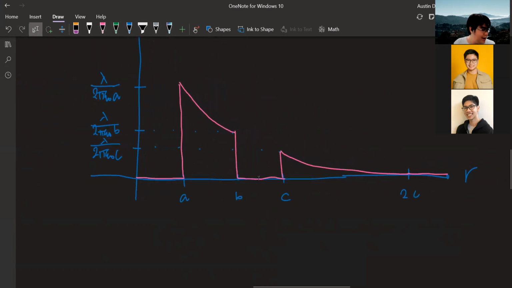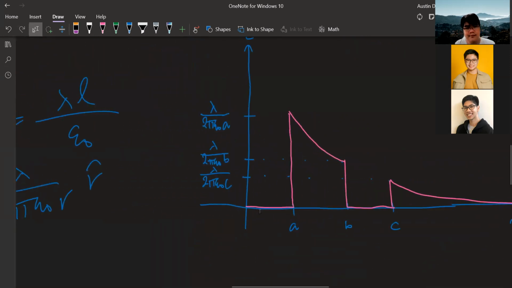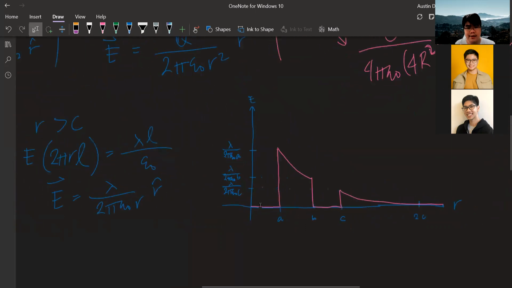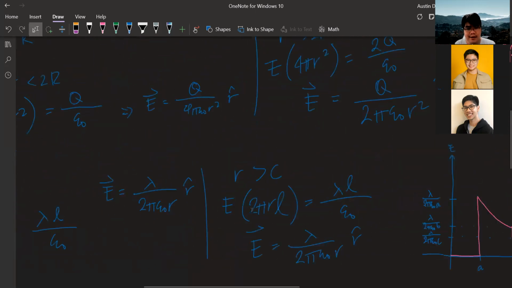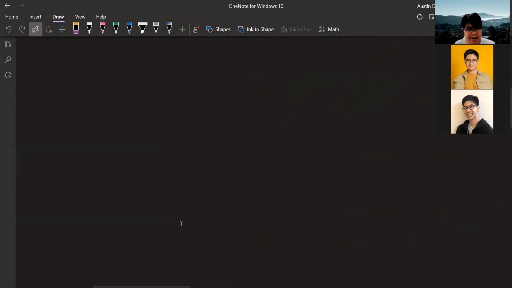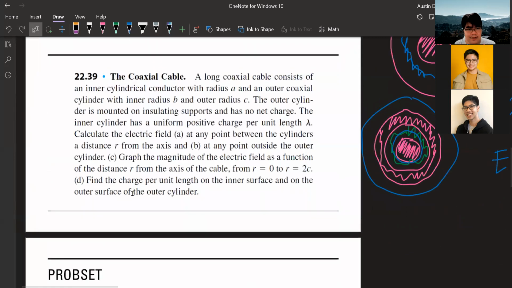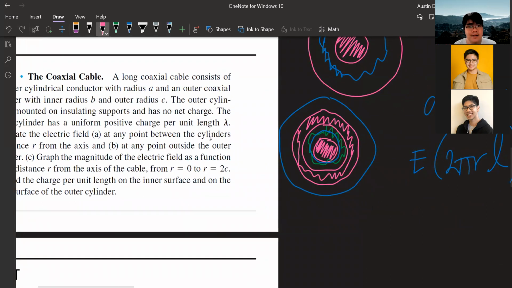So, this is the graph of your field. Okay, nice. Any questions? Okay, none. Then lastly, the question for us, this last question is a bit difficult. Okay, find the charge per unit length on the inner surface and on the outer surface of the outer cylinder. So we are asked, wait, I have a question.